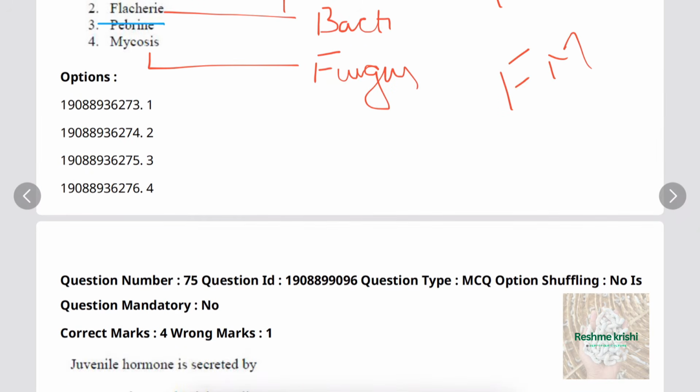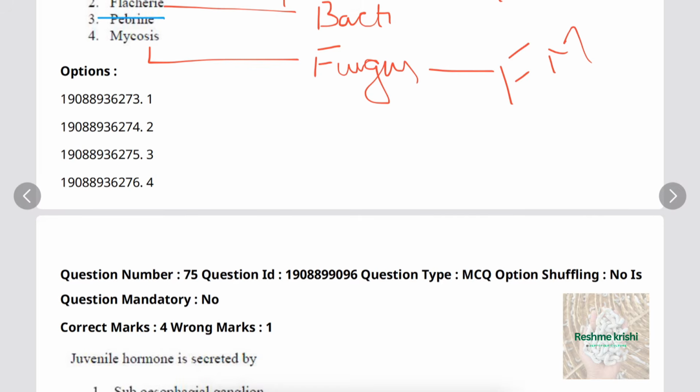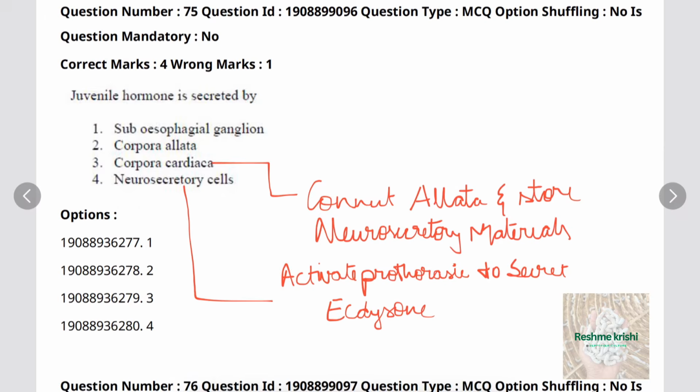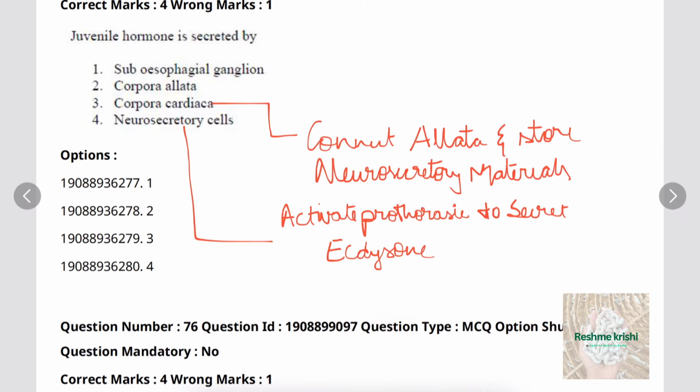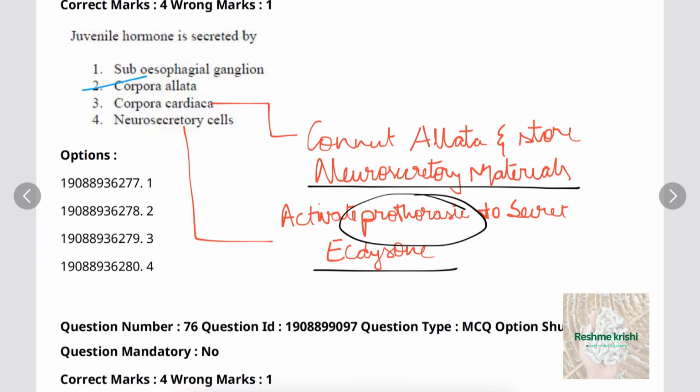So FM is known as mycosis. It's a fungus. Remember like that. And okay, the hormone is secreted by, see, corpus cardiaca connect allata and stores neurosecretory material. Okay, neurosecretory cells activate prothoracic and secrete ecdysone. So now the question is, juvenile hormone is secreted by, the left out is corpus allata.